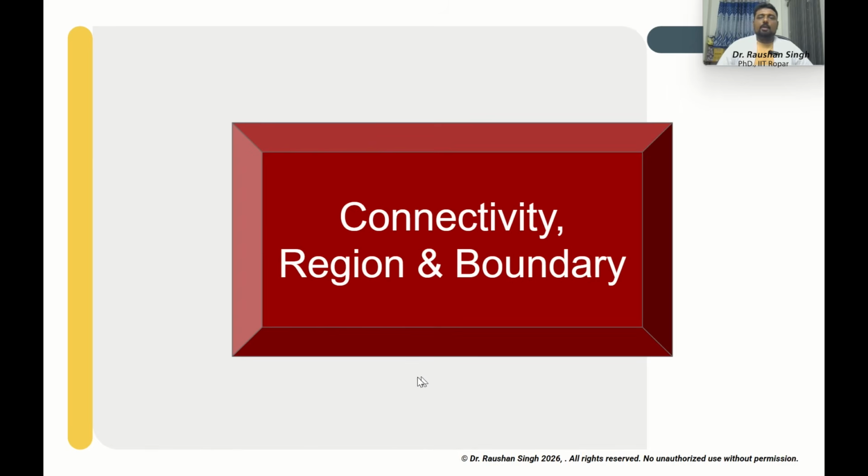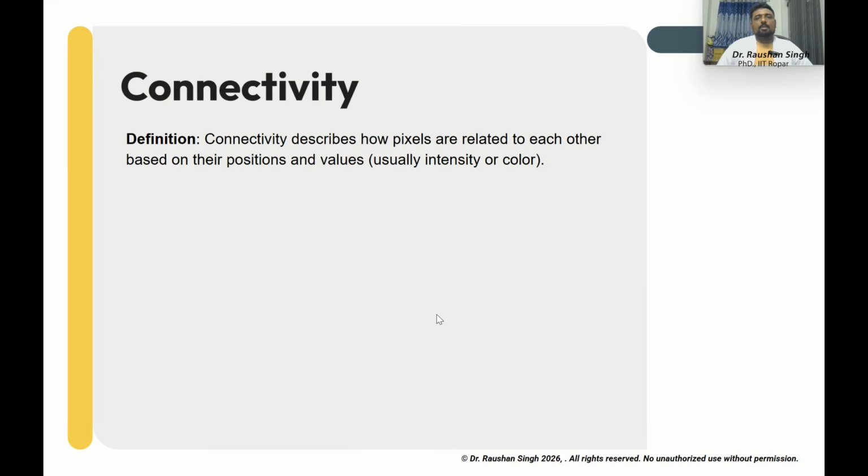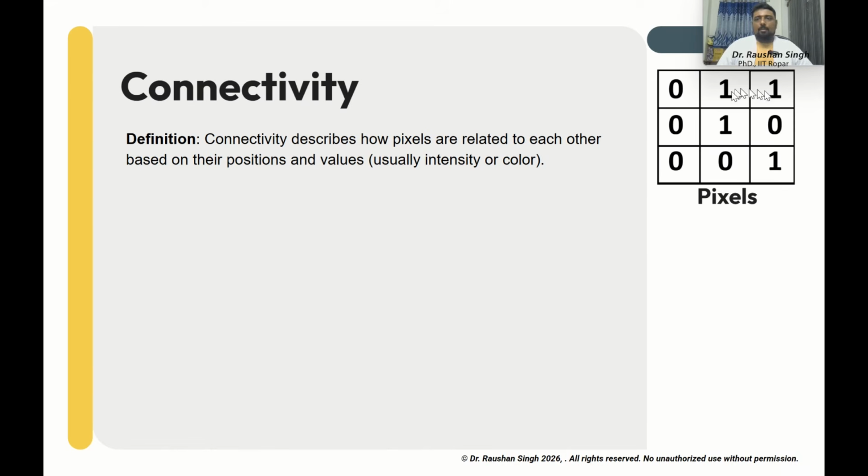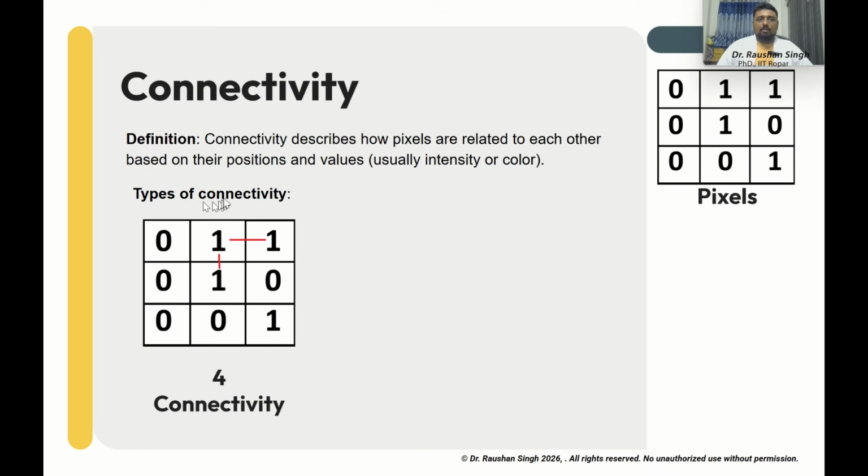Coming to connectivity and region boundary. Connectivity basically describes how pixels are related to each other based on their position and values, usually intensity or color. Consider this is a pixel. In this we have types of connectivity.